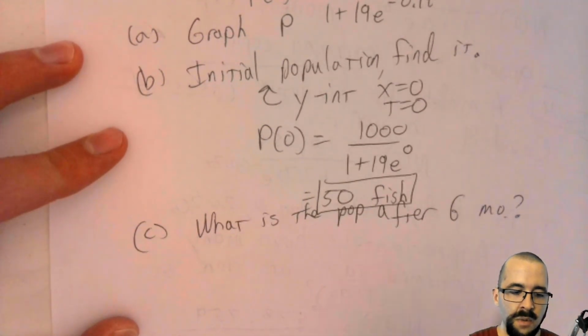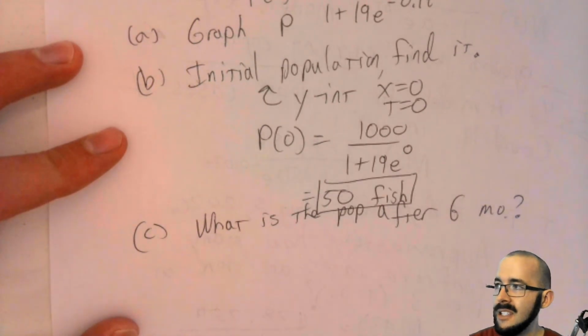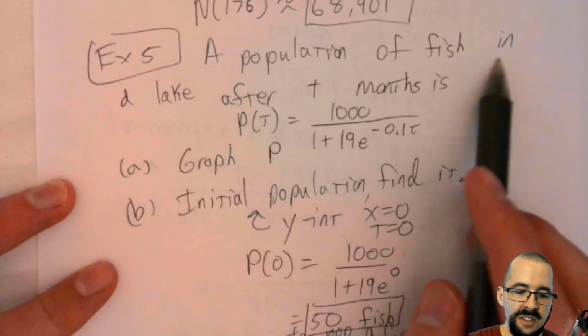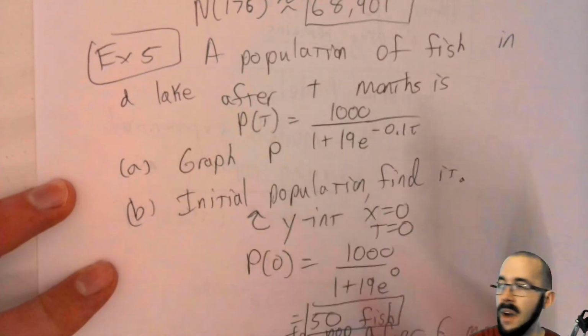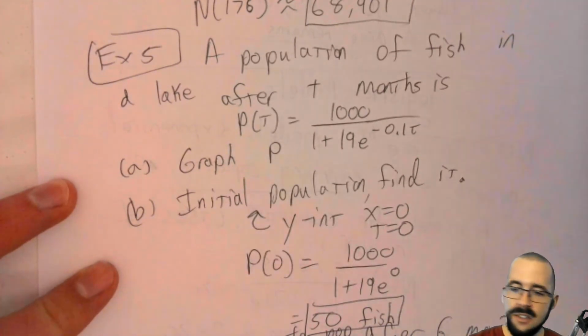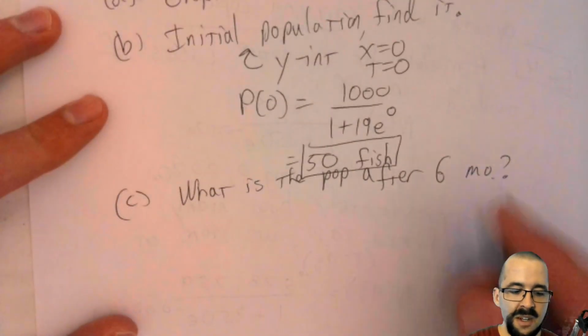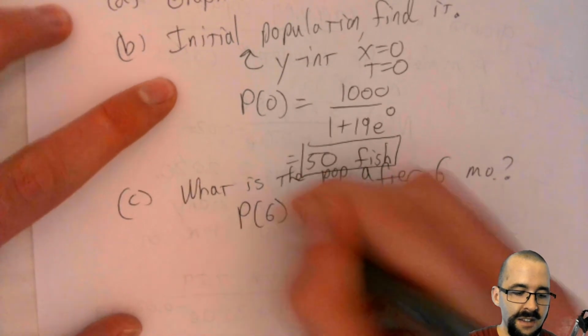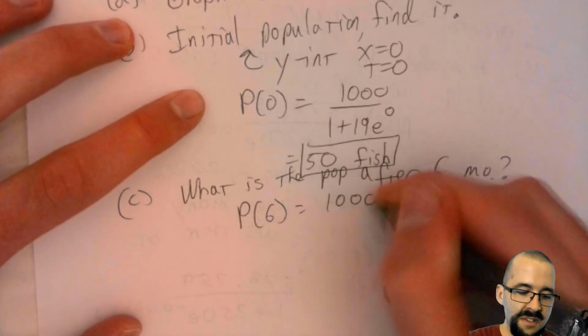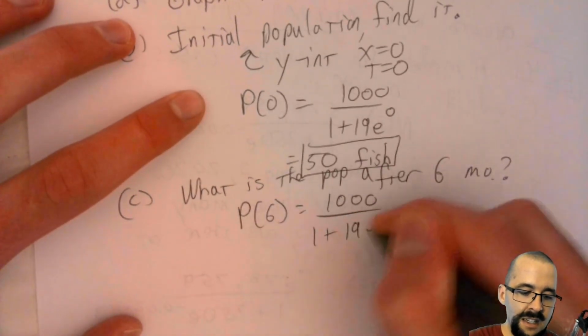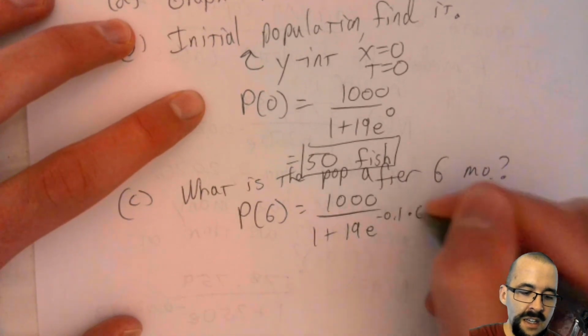So what was T? We need to know what T was, right? Population of fish in a lake after T months. Okay, so T is in months. So after 6 months, that's just P of 6. You just plug in P of 6, 1 plus 19 e to the negative 0.1 times 6.